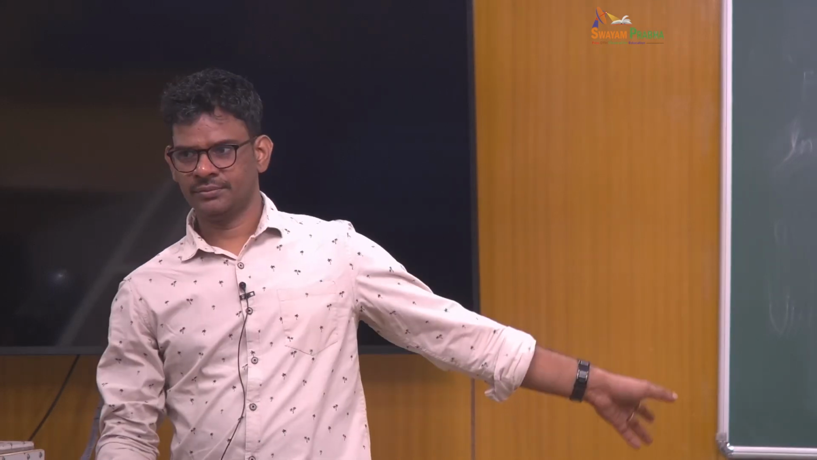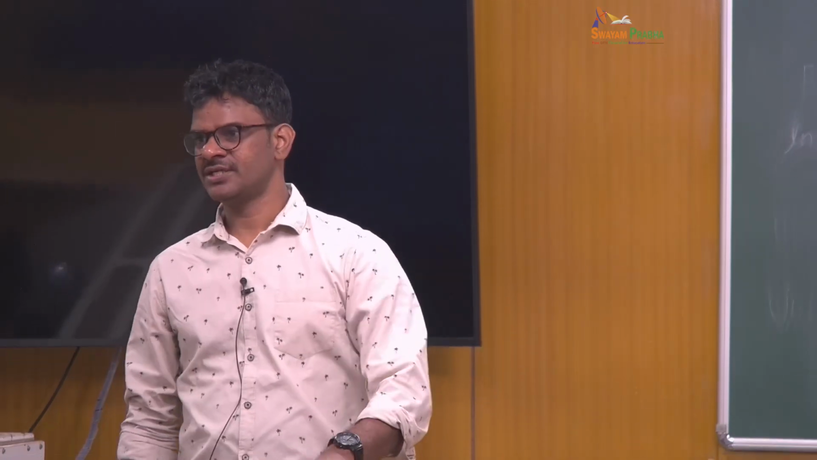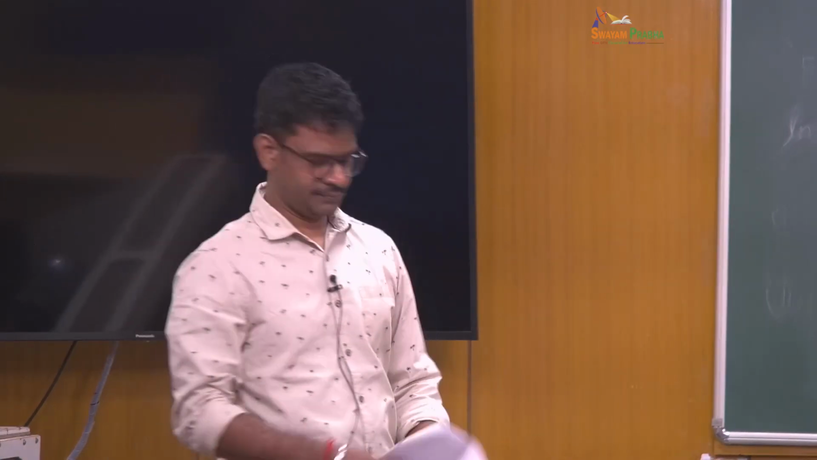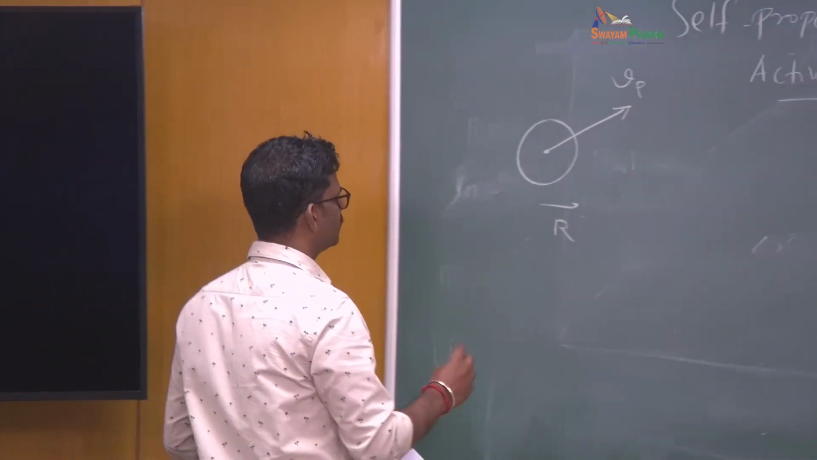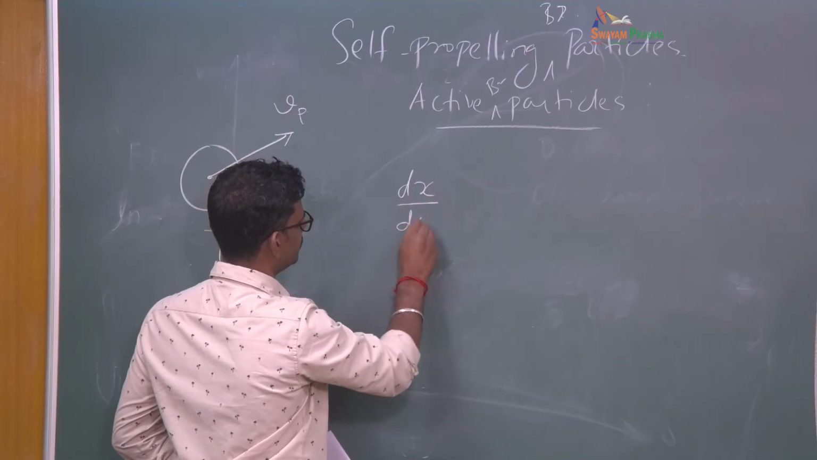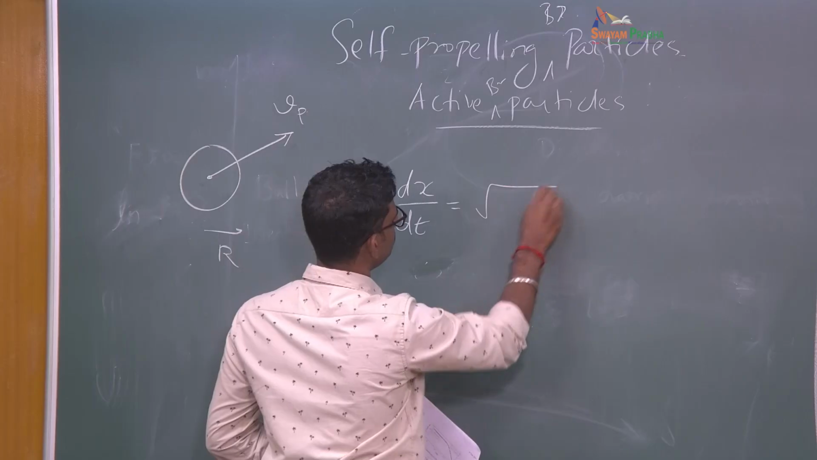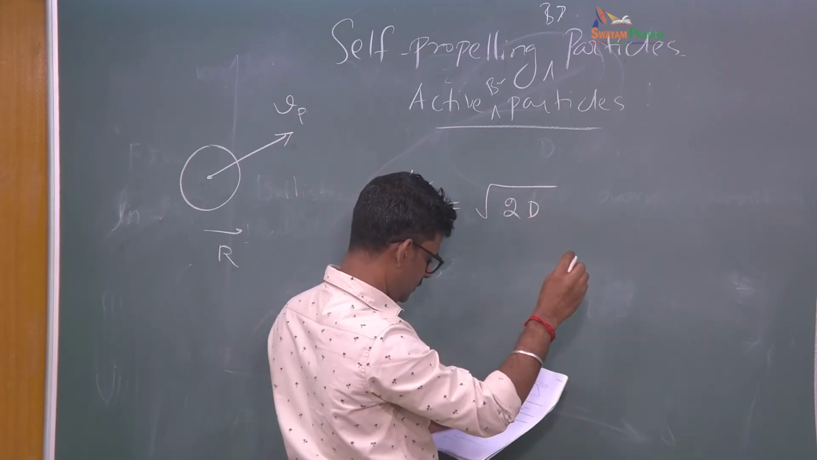That's what we are going to do. I am going to write a separate Langevin equation for the orientation and for the translation, right? That's exactly what I am going to do. Yes. So for example, I can write the equation for x as per that, which is 2D.